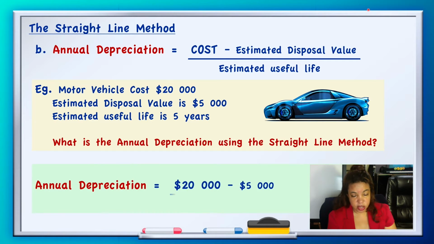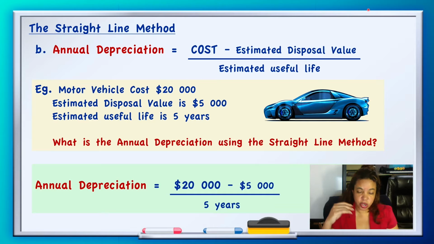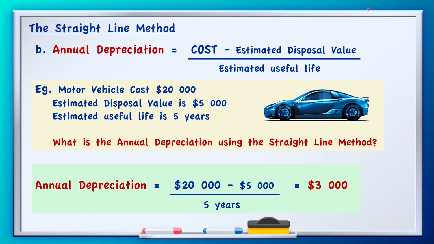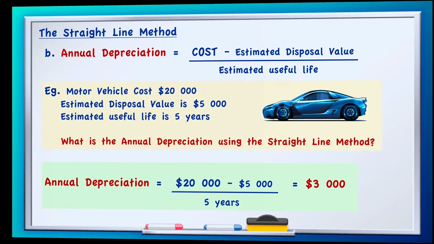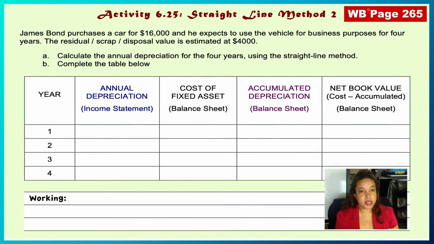Formula: $20,000, which is the cost, minus the $5,000, which is your estimated disposal value, and then divided by 5 years. And that will give you $3,000 as your annual depreciation. So doing 6.25, it's the same procedure.